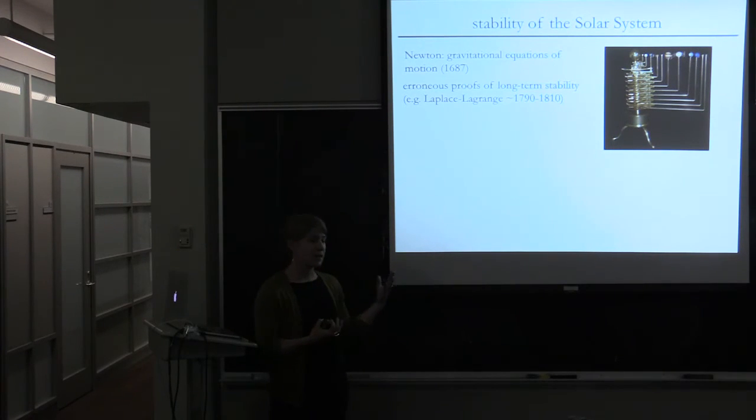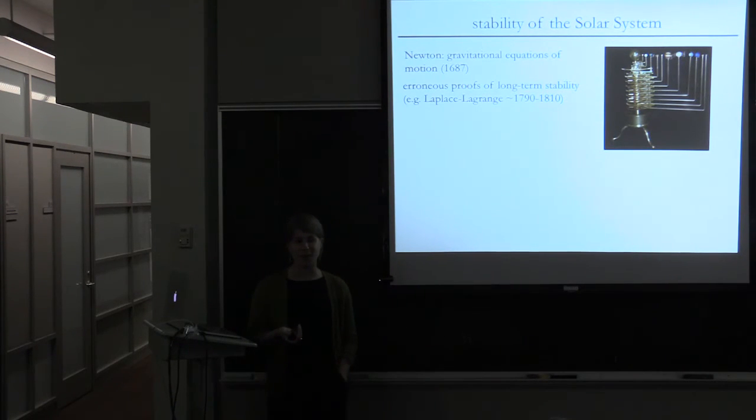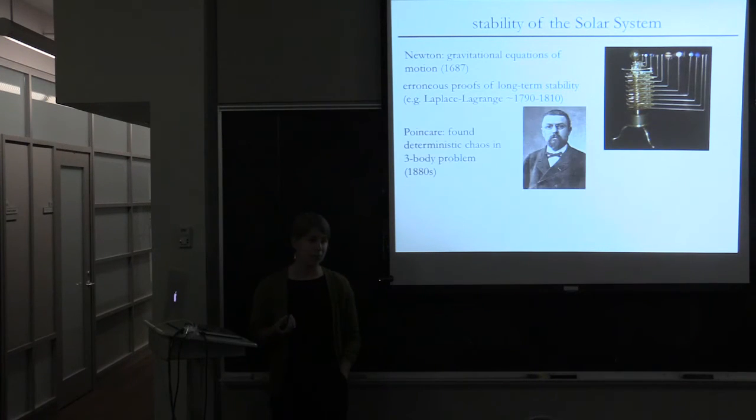Based on this law of gravity, and even taking into account interactions between planets, there are proofs, or erroneous proofs, of the long-term stability of the system. Laplace and Lagrange, for example, thought they had an argument for why the interactions between the planets would average out over long timescales, and so the system as a whole would remain completely regular and orderly for all of time. That picture is enshrined in what's called an orrery, which shows the planets evolving just like clockwork.